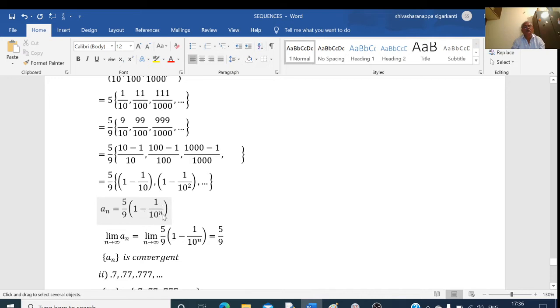minus 1 by 10 to the power of n. This is the first term, 10 to the power of 1. In the second term we have 10 square. In the third term I will have 10 cube. In the nth term I will have 10 to the power of n.